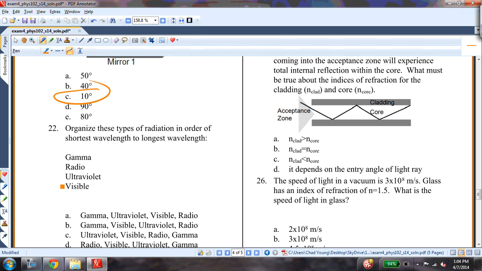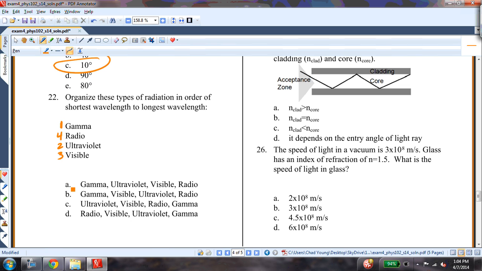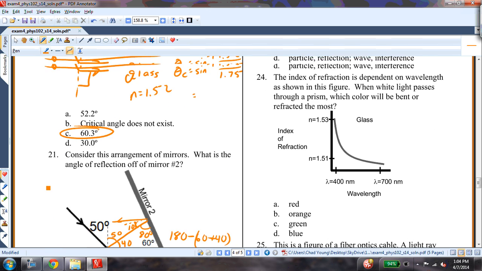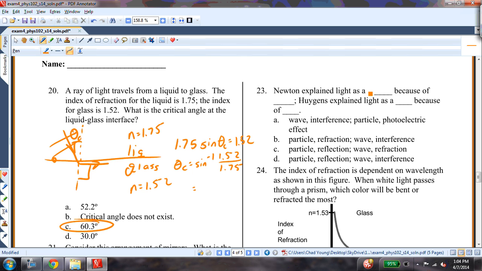Organize these in order of shortest to longest wavelength. The shortest wavelength is gamma, the longest is radio, and then the next shortest is ultraviolet and visible. So gamma, ultraviolet, visible, and radio. It looks like A is the right answer for 22. All right, Newton explained light as a particle because of reflection, and Huygens explained light as a wave because of refraction. Particle, reflection, wave, refraction. Looks like C is that for 23.